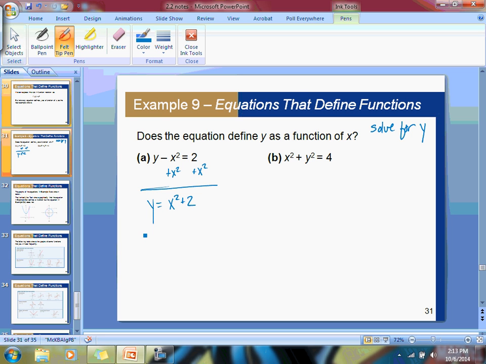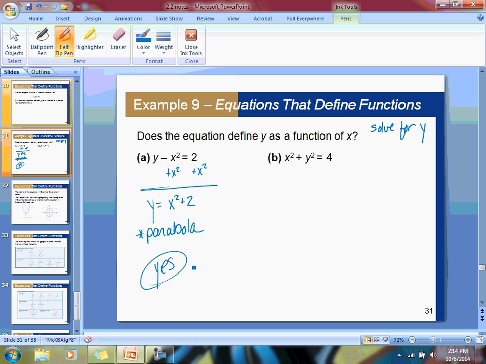And this is going to be a parabola. It's going to open up. It's going to have a y-intercept of 2. And every value that we plugged in for x would give us a unique value for y. So yes, this is going to be a function. And I believe there's a picture on the next slide, and you could test with the vertical line test as well, but this one is going to pass.